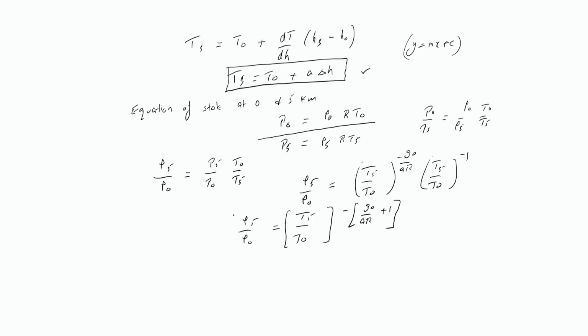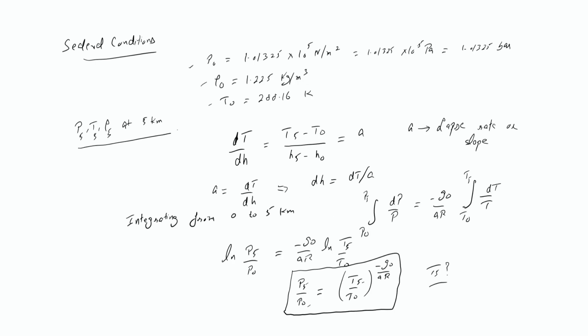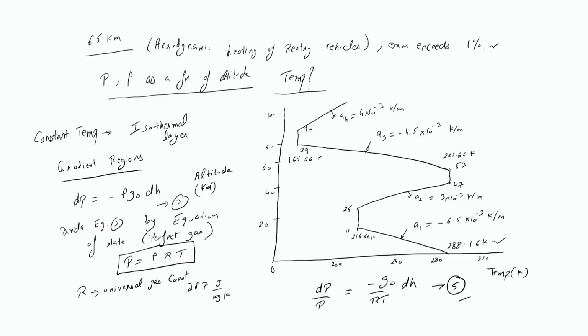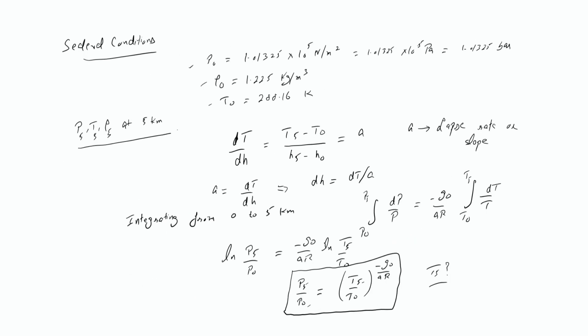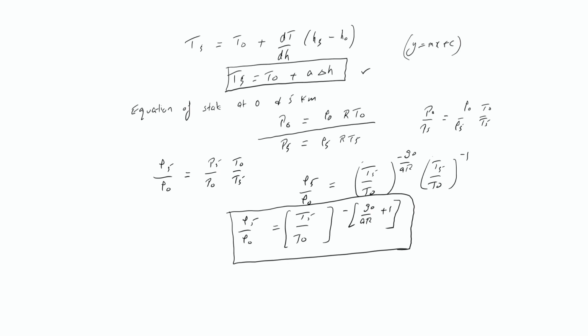And finally we can easily find the density at 5 kilometers, since rho naught is known and T5 we also found. You can easily find this relation. Still, remember this is still what kilometers? This is still 11 kilometers. So this gradient layer is applicable till 11 kilometers.